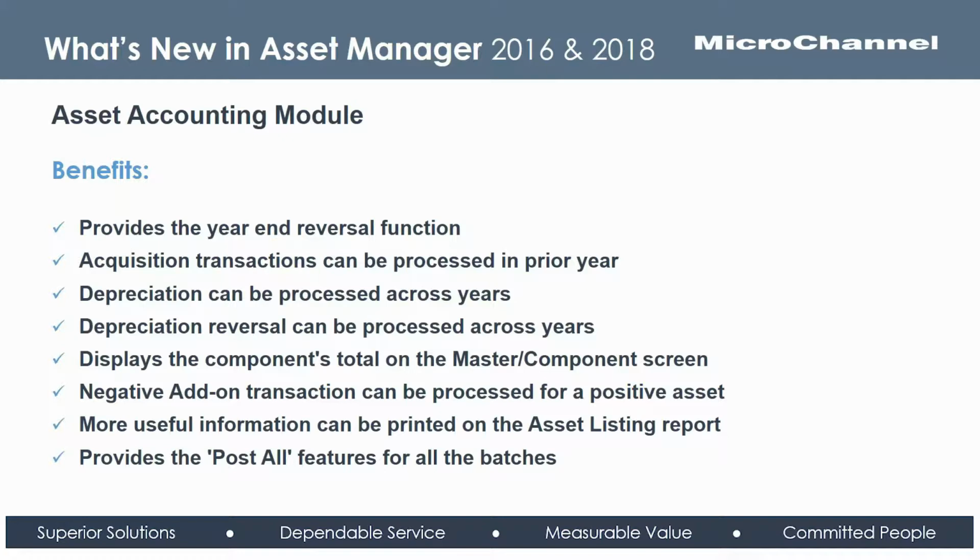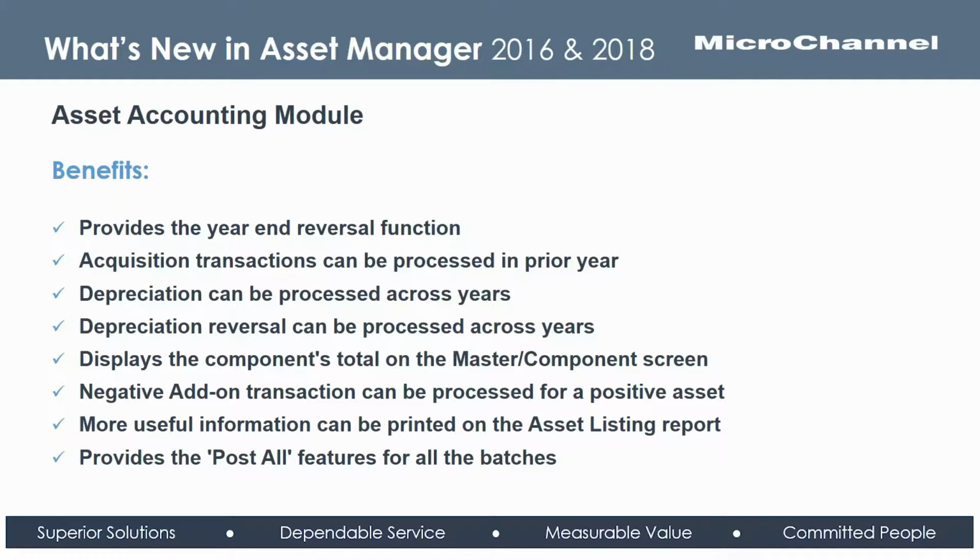Another feature in the later version is the ability to display the components total of the master component asset. So where you might have a master asset like an aeroplane, for example, that the fixtures and fittings are separate to that component, but you can see the totals associated with it. You can process negative add-on transactions for an asset, and they've included more useful information on the asset listing report.